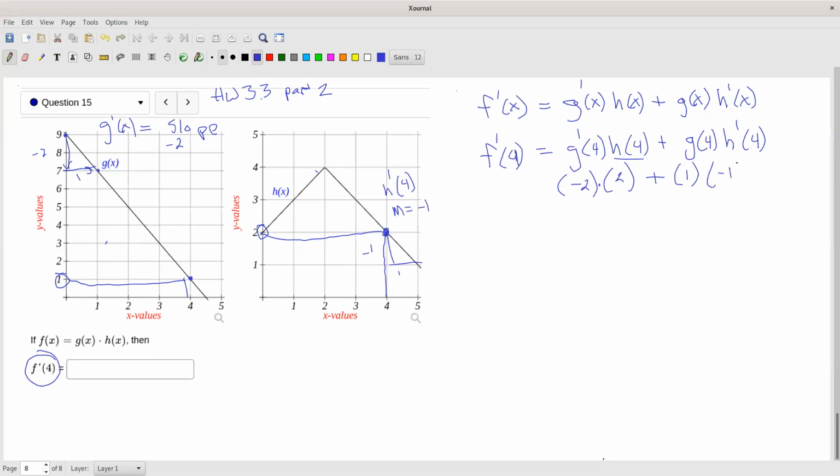Your graph might be a little bit different than mine. -2 times 2 is -4, plus 1 times -1, so that'd be a -1. So that means the product of those two situations, f prime, if we had its graph, would have a slope of -5. And it turns out we could build the graph of f by looking at these two graphs, but that's a whole other story. We're not going to do that right now, but there's my answer right there. It is -5.